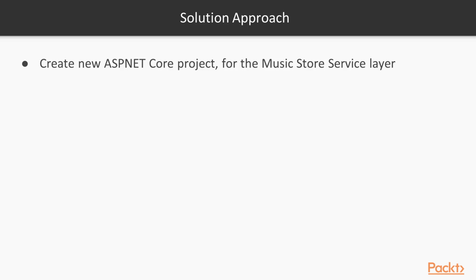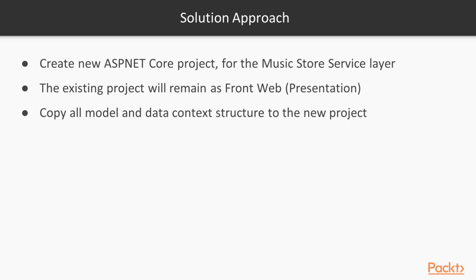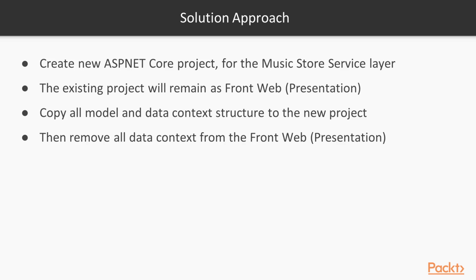How will we do that? First of all, we'll create a new ASP.NET Core project for the service layer, and we'll reuse the existing project as the front web presentation. We'll copy all the model and data context files and classes to the new project. Also, we'll eventually need to add some NuGet packages related to data access, for example, Entity Framework related packages. And then we'll remove all the data context classes from the front web presentation. By that, we'll ensure that no code will be able to call the database directly.